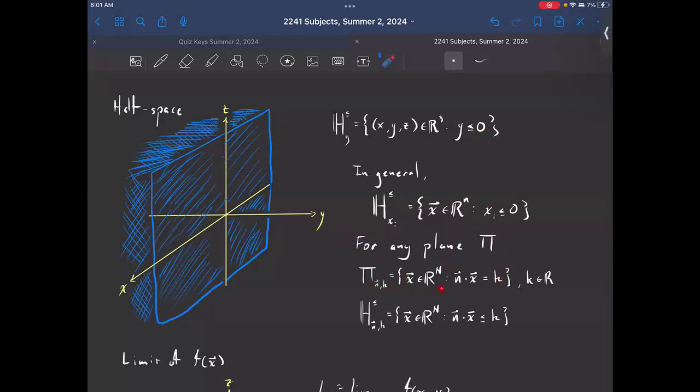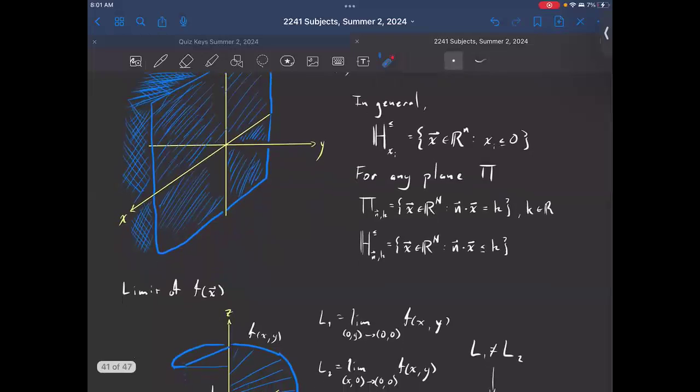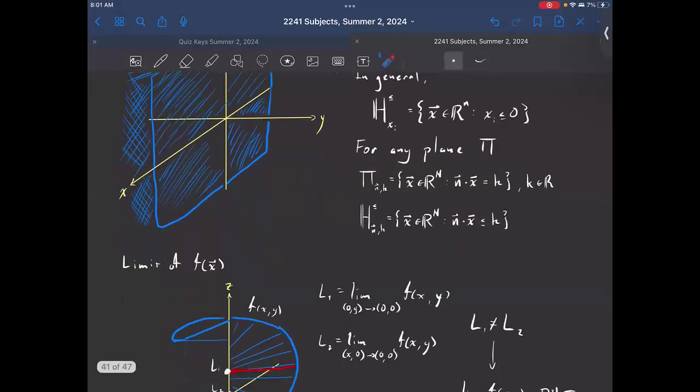And then you take this plane and you say, all right, well, the half space below or above the plane is everything less than or greater than 2k, according to the dot product here. So those are half spaces. They can be useful to know about.